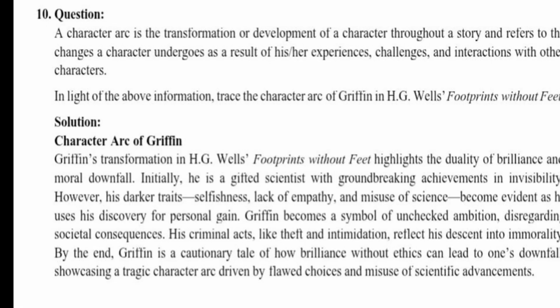Okay. Now it's a very good question. Trace the character sketch of Griffin. Again, Griffin is very easy. Griffin is a very good scientist but an erratic, lawless person who misused his scientific knowledge. So gifted, okay, selfish, lack of empathy, misuses. Okay, Griffin is a cautionary tale of how brilliance without ethics can lead to one's downfall.